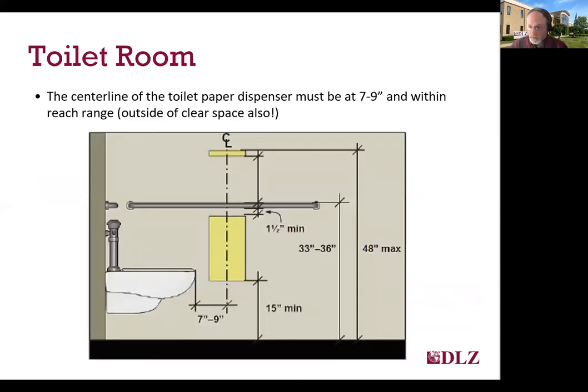The center line of the toilet paper dispenser is required to be 7 to 9 inches in front of the toilet and be within the 15 to 48 inch reach range, but also outside of the grab bar clear area that I presented in the last slide. So that really limits where you can place that toilet paper dispenser.